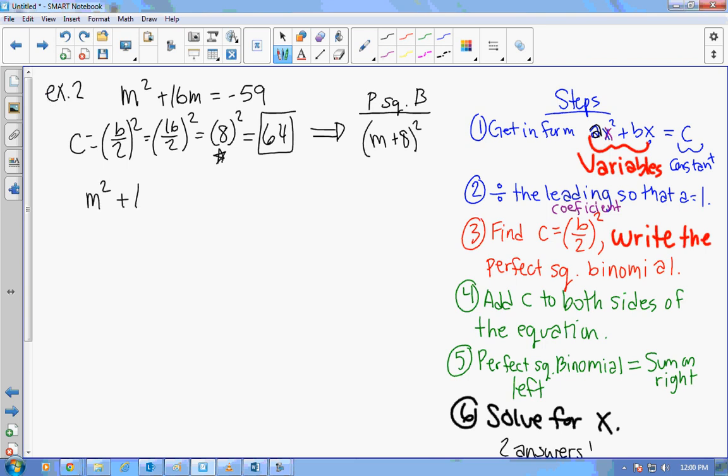The reason I leave spaces is because I want this to be in standard form, which means decreasing in power. We have m squared and m to the first power, and then our constant is m to the 0 power. How much am I going to add on both sides? 64. It was C, plus 64 to both sides.